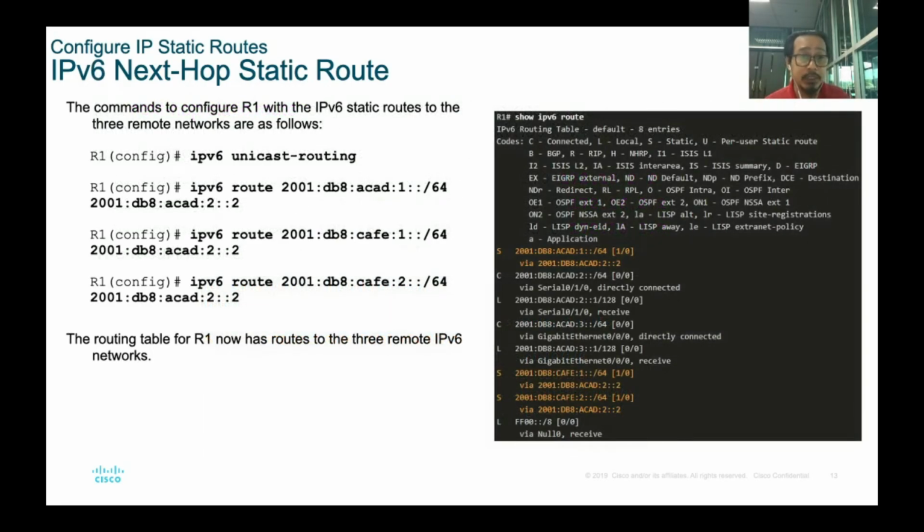For IPv6, it is almost the same, but in order to have IPv6 routing, you need to enable it with the command ipv6 unicast-routing. When you do that, we can have IPv6 routing. So the command from the point of view of R1 is ipv6 route, network ID /64, and then the next hop for all other networks, and then it will be listed in your IP routing table.